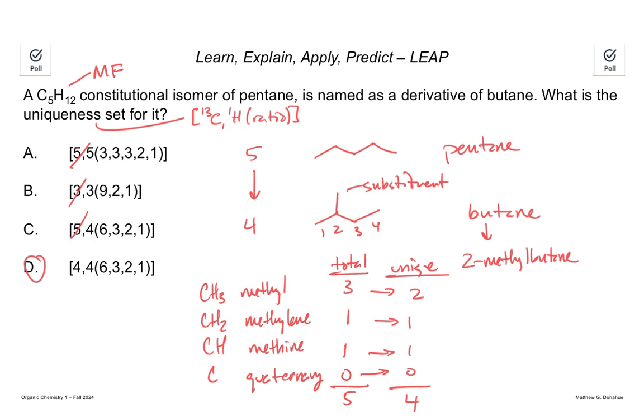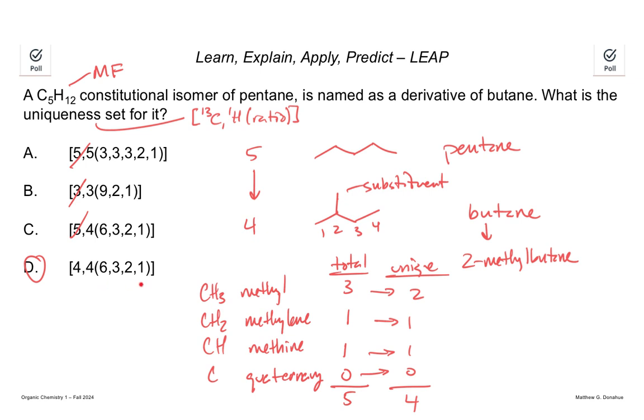So on the correct answer, it says there's 4 sets. We said these methyl groups were the same. That's 1 set. So that number should be 6. CH, there's only one of those. That's going to be the 1. CH2, there's one of those. That's the 2. And then the CH3, that's the 3.